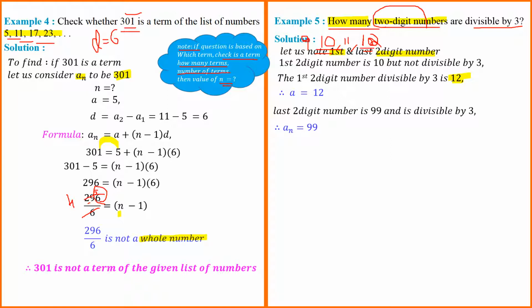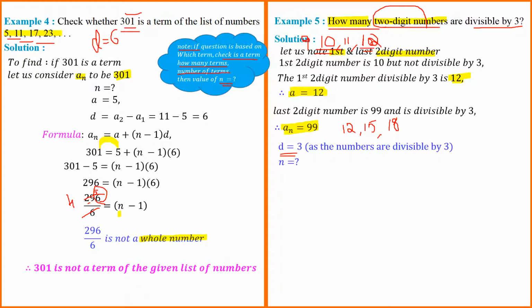So we make a note like an is equal to 99 and a is 12. And here we are checking if a number is divisible by 3, so the value of d is to be considered 3. What is the reason? See, the first number is 12. Then which is the next number divisible by 3? It's going to be 15. Which is the next number? It's going to be 18. So 3 is consecutively added to get the succeeding number. So the value of d remains 3.